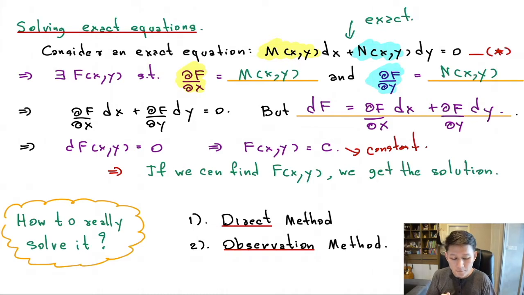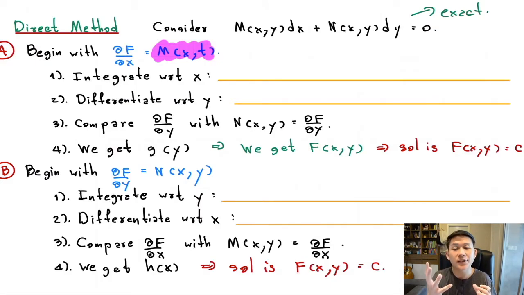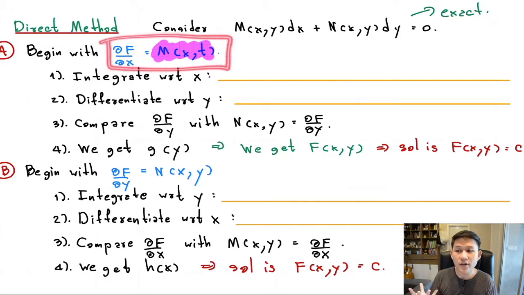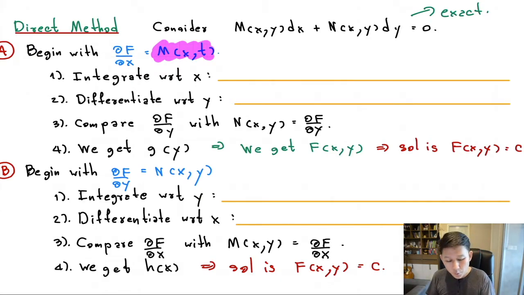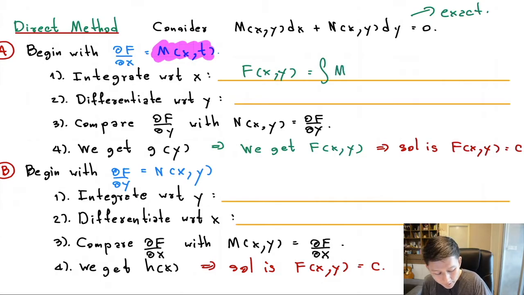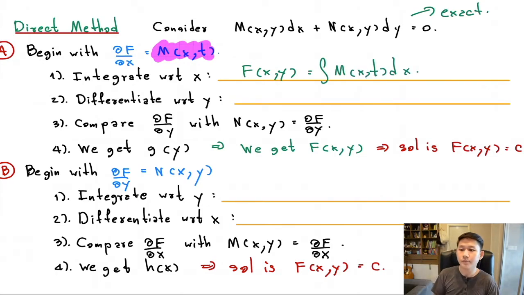So if we begin with df by dx is M, then we integrate this with respect to x, which means that we're going to have f of x,y equals the integration of M(x,y) dx. Make sense? Basically, we integrate this equation with respect to x. But usually when you do the integration, you have plus c, a constant, right?